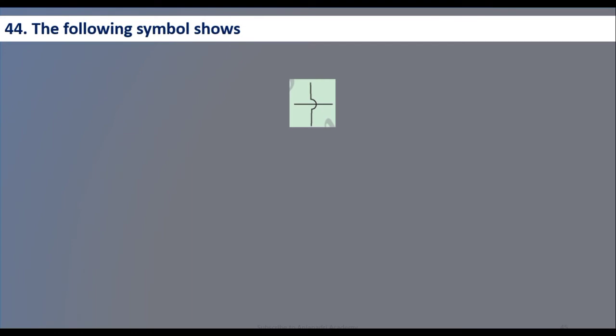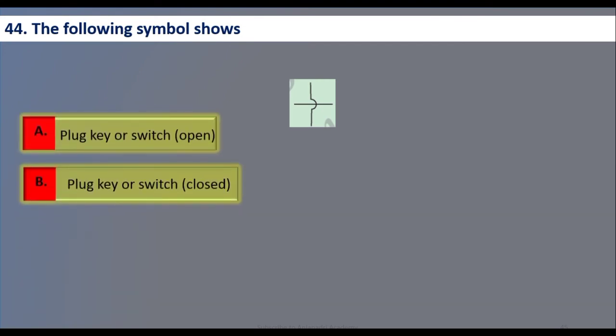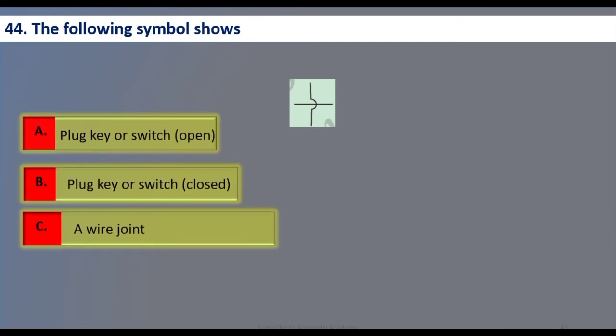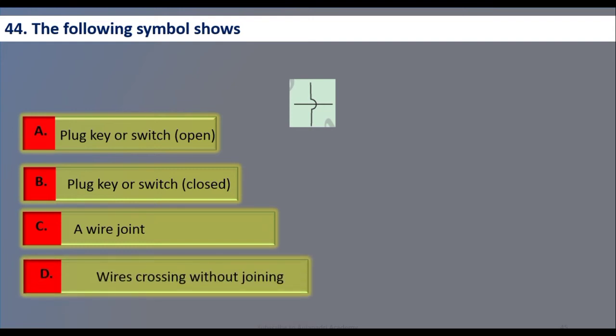Next question is, the following symbol shows the plug key open, plug key closed, a wire joint, wires crossing without joining. Yes, it is a symbol for wires crossing without joining. Therefore option D is the right answer.